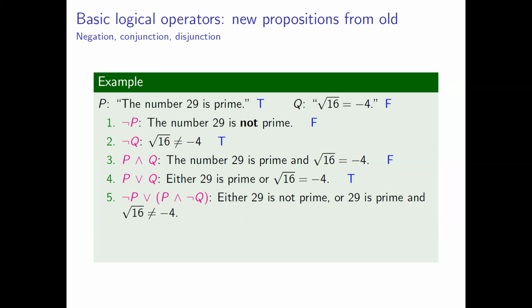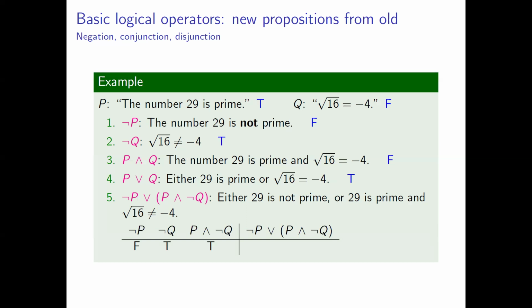For item 5, the statement either 29 is not prime or 29 is prime and the principal square root of 16 is not equal to -4 is slightly more complicated and requires a more detailed analysis. The corresponding propositional form to this statement is not P, or, open parenthesis, P and not Q, close parenthesis. Since P is true, not P is false. And since Q is false, not Q is true.